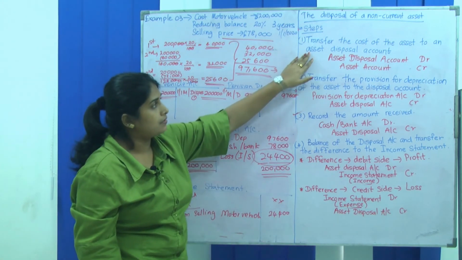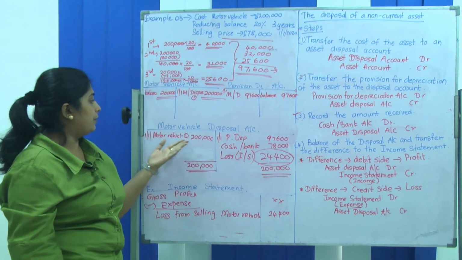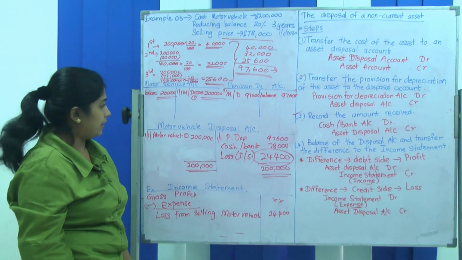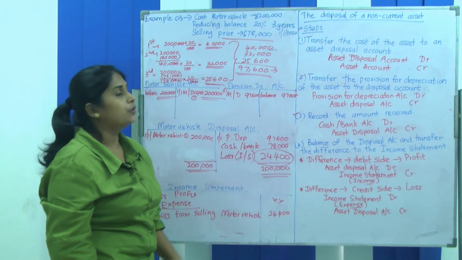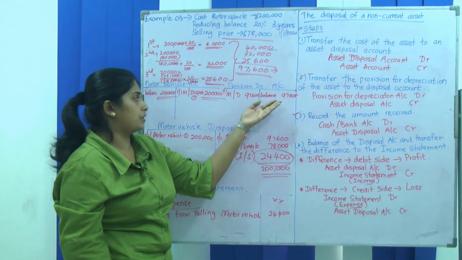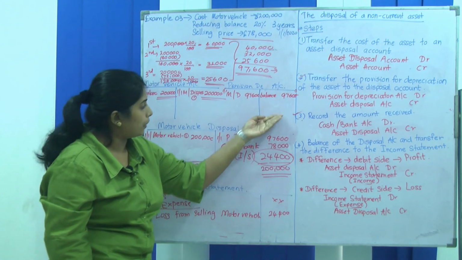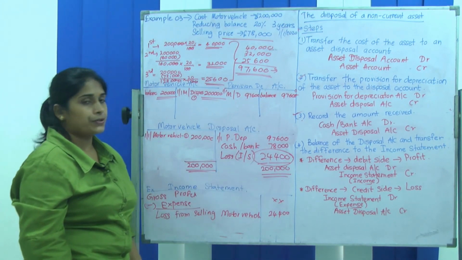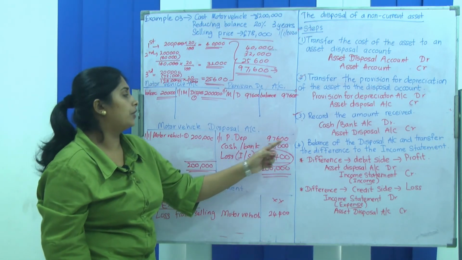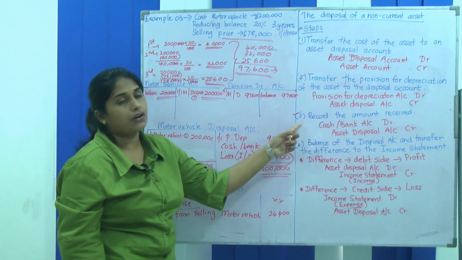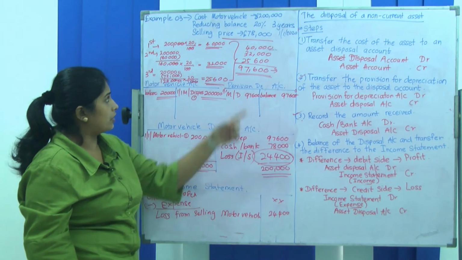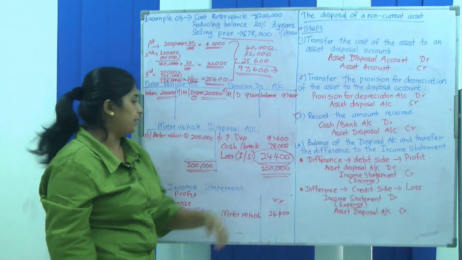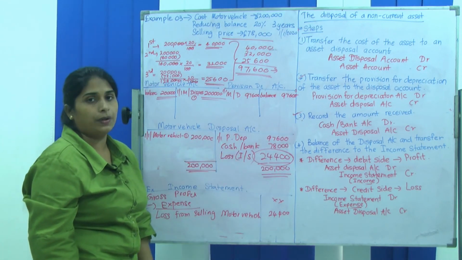So the first step is transferring the cost. So it will be debited to the motor vehicle disposal account and will be credited to the motor vehicles account. In the second one, you have to transfer the provision for depreciation, which will be on the credit side. To cancel, you have to debit it and you have to credit the disposal account by 97,600. Then you record the amount that you receive. According to this sum, you are receiving 78,000. So cash or bank will be debited and the disposal account will be credited.